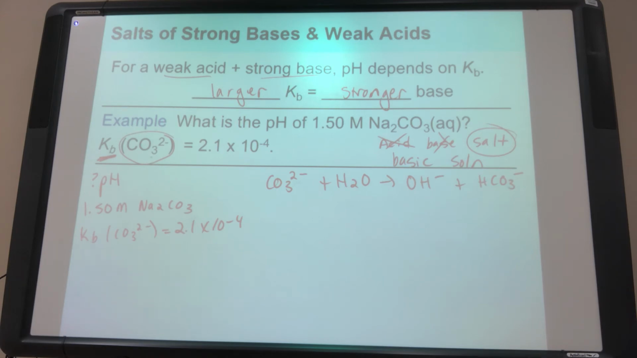Okay? So whatever is in parentheses, that's what you write. Always water. Then if this is Kb, it forms the base ion. So then you have to figure out what it would be based on the fact that it's going to give up the H plus.